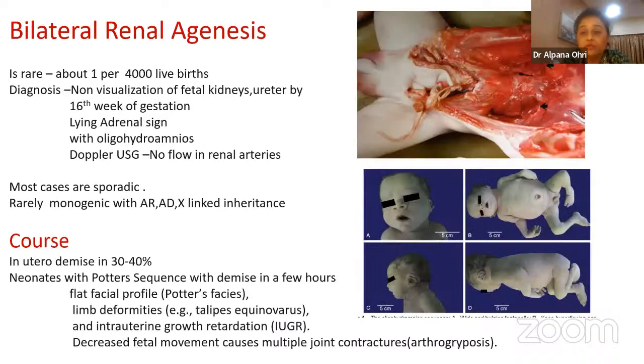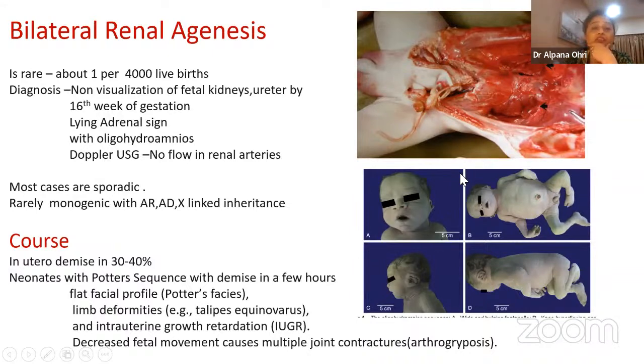Sorry about this very horrific picture which I put down. This is from the era when autopsy studies were done. So we could visually see that the kidneys are absent, the renal fossas are empty. Here, I would just like to draw your attention to these arrows. These are actually the adrenals, which can be seen very prominently in the absence of the kidneys.